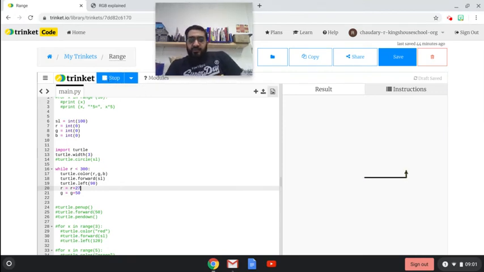Okay, so I've got 1. As you can see, that is keep on changing. Okay, it's getting lighter, and there we go. It stopped because now the value of r will be greater than 300.